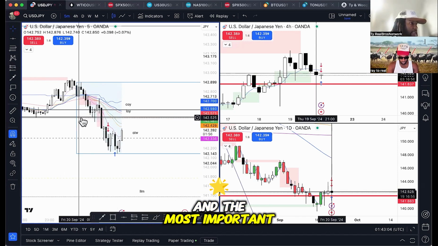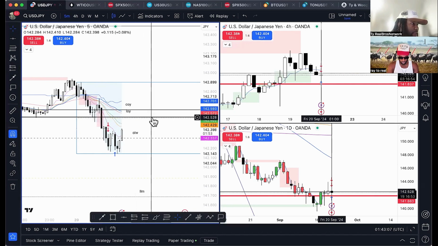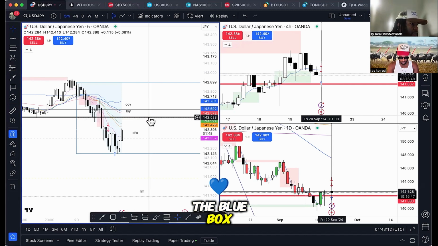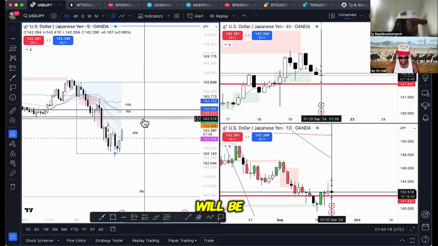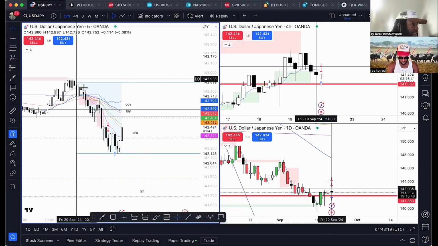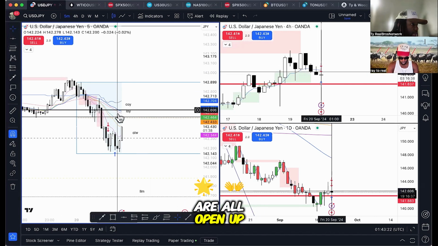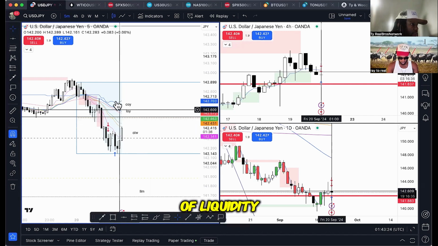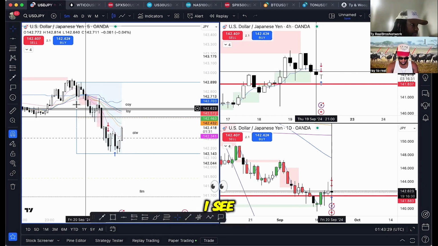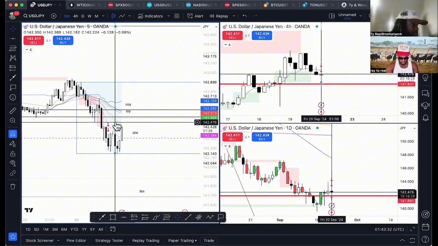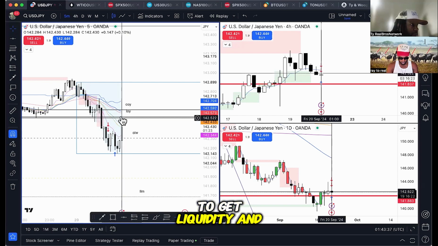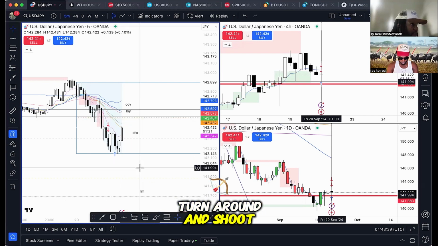The most important thing that I look for is the high of the Asian market, which is the top of the blue box. The low of it is the bottom of the blue box, and the orange dotted line is the middle of the session. I see the EMAs are all open downward, so there's a lot of liquidity pushing the price down. So we're on a downtrend. I see the red box confirming the downtrend, and that the price is trying to come up to the halfway point to get liquidity. From there, I'm expecting price to turn around and shoot down.